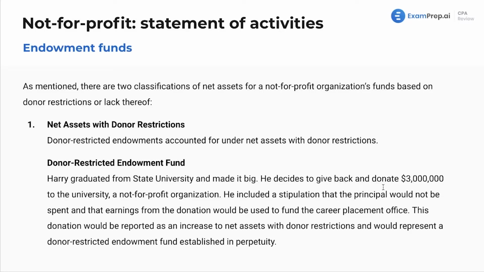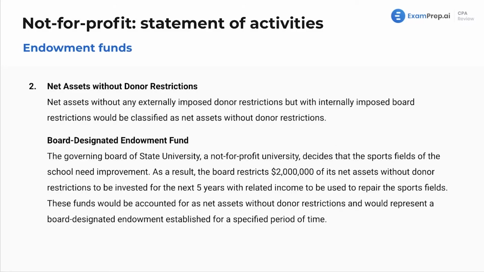He decides to give back and donate $3 million to the university, which is a not-for-profit organization. He included the stipulation that the principal would not be spent and that earnings from the donation would be used to fund the career placement office. Well, giving back, helping people find jobs. I'm glad to hear that. This donation would be reported as an increase to net assets with donor restrictions and would represent a donor-restricted endowment fund established in perpetuity. Awesome. This is a clear example of how we're going to use our net assets with donor restrictions in a donor-restricted endowment fund. What about without donor restrictions?